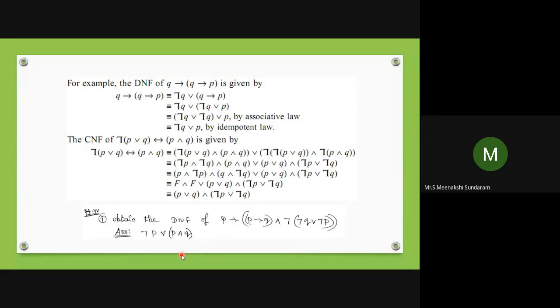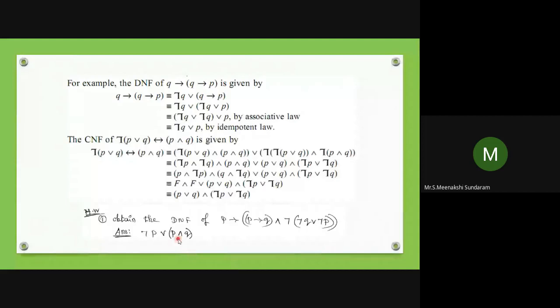Step 1, try to change the conditional as disjunction or conjunction. That's why I can use the formula. The question is asking DNF. Our P tends to Q can be written as negation P, disjunction Q. Use the formula 2 times. That is the first 2 steps I can write. Then the next step, I will have to apply the associative and then idempotent law. That's all. The final answer containing disjunction, negation of the terms. That is a DNF.